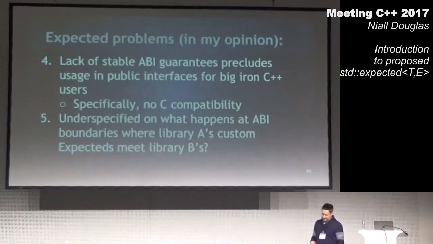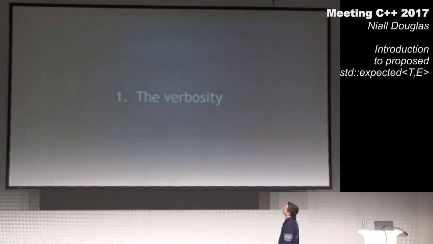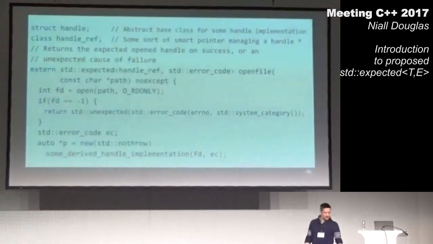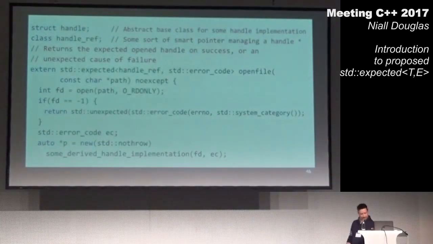Specifically, there's no C compatibility. That's really a typedef, as it were, for a stable ABI, and I'll explain what I mean by that. And the last section here is it's underspecified what happens when library A talks to library B, and library A has one type of expected, and library B has a different incompatible type of expected. And I'll explain a little bit of that. So first thing is the verbosity.